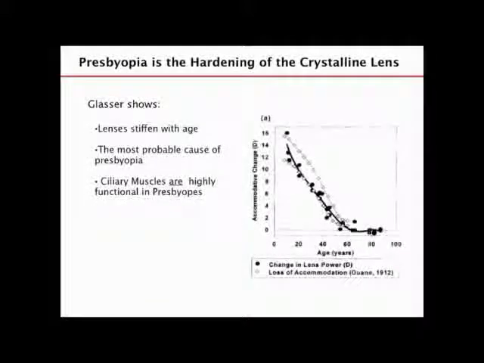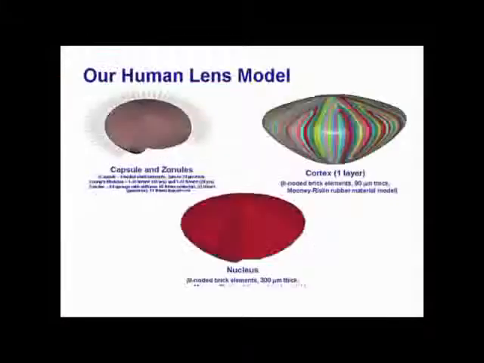Professor Adrian Glasser, our consultant, has shown the loss of flexibility in the lens itself is responsible for 100% of the loss in accommodation amplitude with age. Mary Ann Croft and others have shown the ciliary muscles are still operational in presbyopes. This knowledge forms the basis for our work.